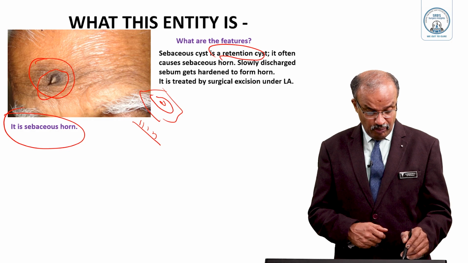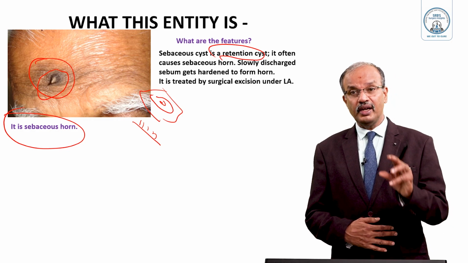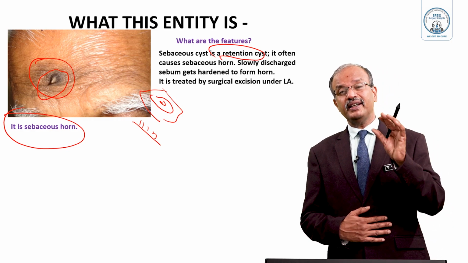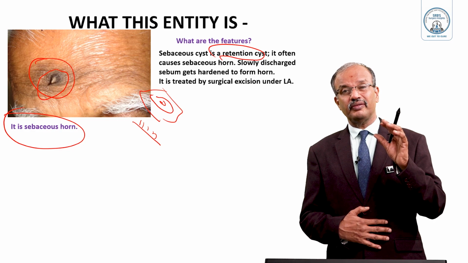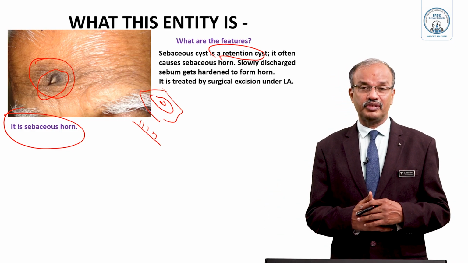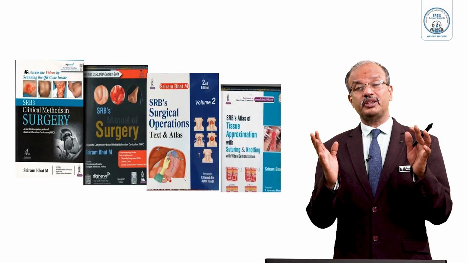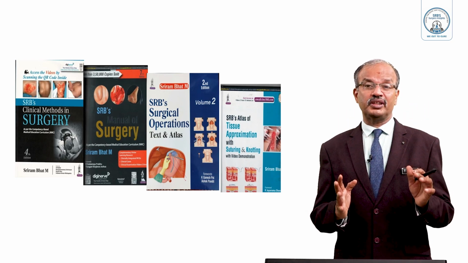Excision is simple, but you should remember this sebaceous horn and exactly how it looks. It is common in the head, skull and face, but sometimes it occurs in different parts of the body also. For everything about sebaceous cyst, please go through my Clinical Methods in Surgery.